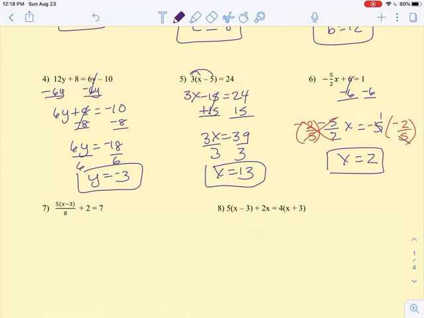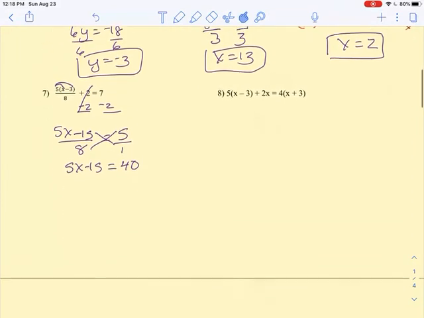All right, number 7, I've got another fraction going on. First, I'm going to subtract 2 from both sides. And then at the same time, I'm going to use that distributive property. So I'm going to have 5x minus 15 over 8 equals 5. Now, when it looks like this, the easiest thing to do is probably just to throw a 1 under this 5, and I can just cross multiply. So 1 times 5x minus 15 is 5x minus 15, and 8 times 5 is 40.